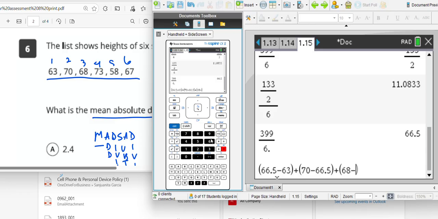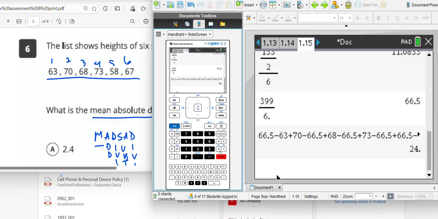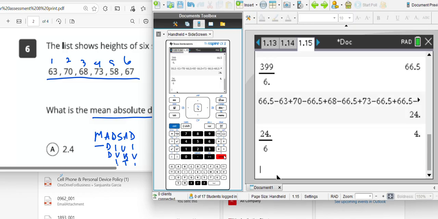68 minus 66.5, plus, parentheses, 73 minus 66.5, plus 66.5 minus 58. Remember, I'm always putting the bigger one first. Plus 67 minus 66.5. So all that gives me 24, and I'm going to divide that by 6, and it gives me 4.